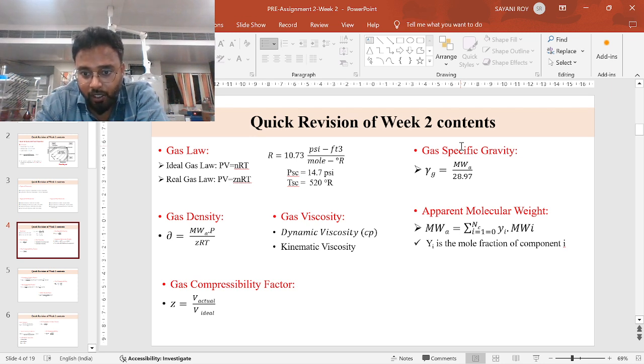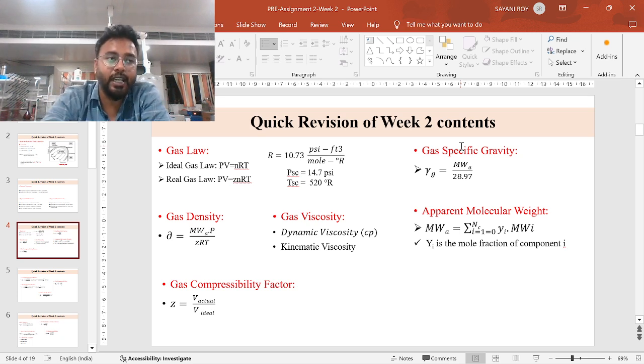Next, for measuring the apparent molecular weight, the formula is the summation from i equal to 1 to n of yi into molecular weight of i. Here i is the ith component and y is the mole fraction of the ith component. So if in the gas there is carbon dioxide, then methane CH4, then ethane, butane, we'll take the molecular weight of each of these components and multiply it with the mole fraction of that component, and then we'll add all these components.